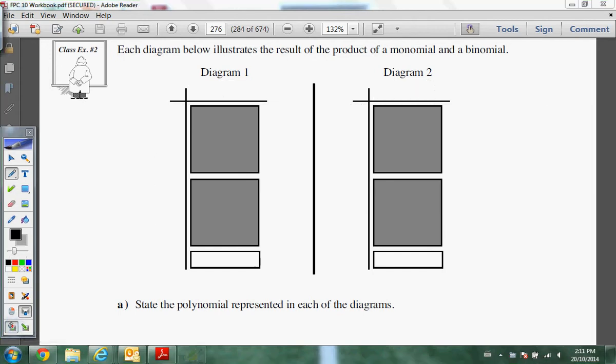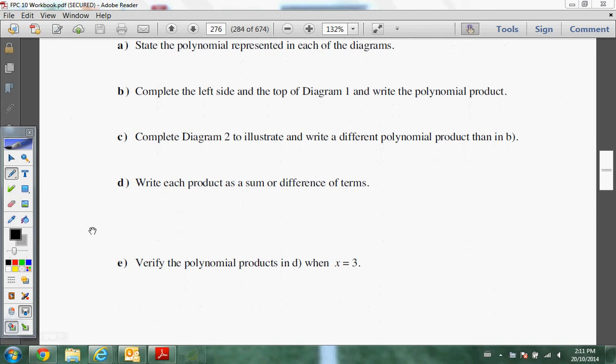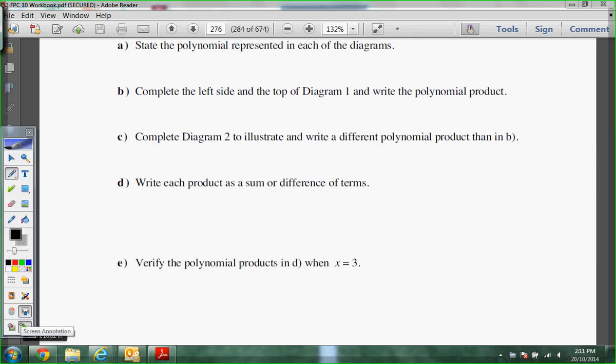Okay, all right, and so state the polynomial represented in each of the diagrams, and so we did 2x squared minus x, is what the pictures were, like the answers. So let's complete the left side diagram, write the polynomial product, and that's where we wrote x times 2x minus 1. Okay, and then on number 2, it said write the other one. That's what we just did as well.